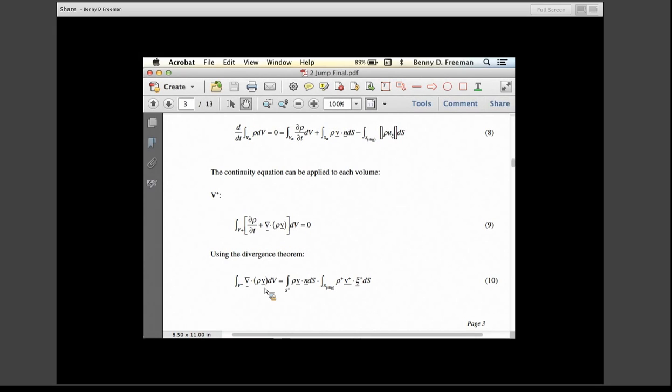Okay, yes, that's the rho times v would be the net mass flux in the system. So what would the divergence of the flux, what does that mean physically?